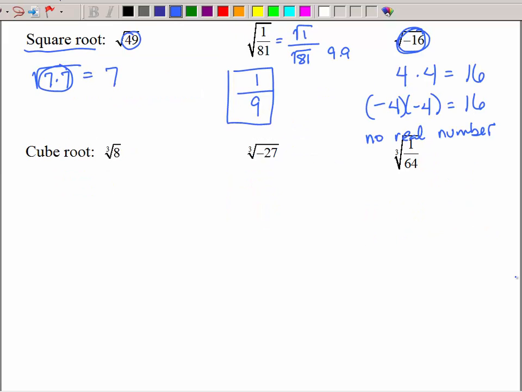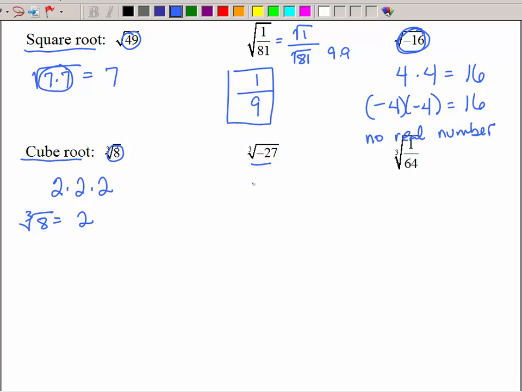So now let's look at the cube root. The cube root asks you what number multiplied by itself 3 times in a row would get you, in this case, 8. Well, hopefully you remember that 2 times 2 times 2 is 8, so the cube root of 8 is 2. So notice, if you're a card player, we're looking for 3 of a kind.